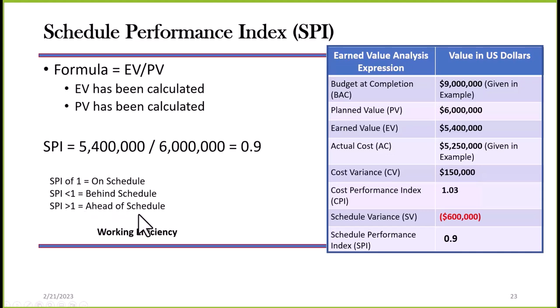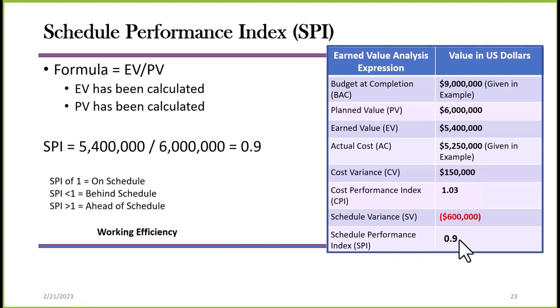One of the things I didn't mention earlier was that when I'm talking about CPI, I'm talking about spending efficiency. CPI is spending efficiency. SPI is working efficiency. So in this case, we're not performing very well. We are way behind schedule. We put our SPI over here.